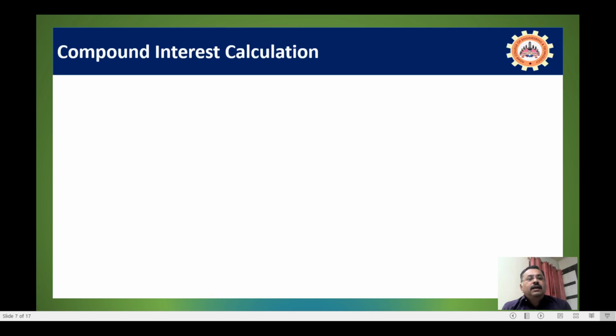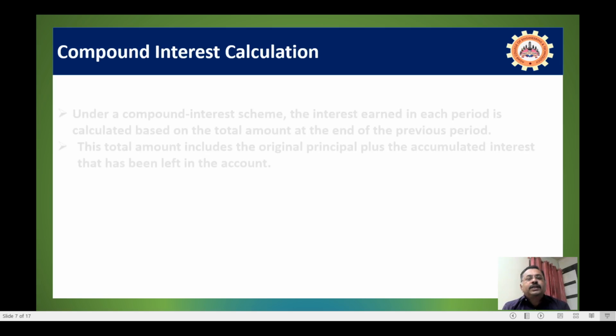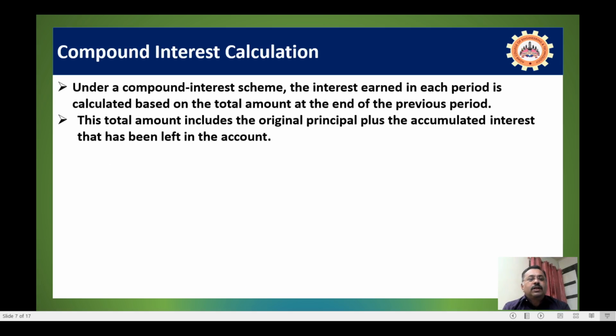Next, let us do compound interest. Let us see how compound interest is calculated and what compound interest means. To understand the compound interest scheme, the interest earned in each period is calculated based on the total amount, that is the entire amount calculated at the end of the previous period.